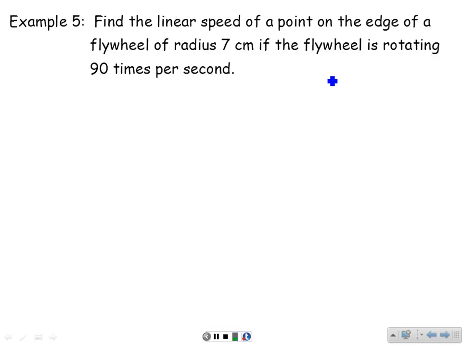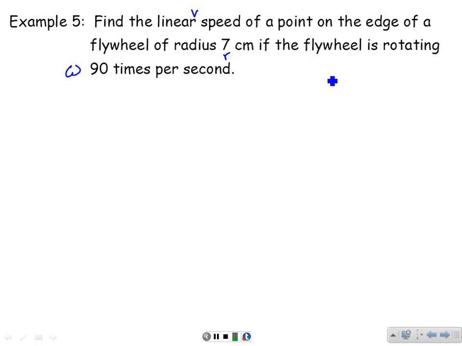Okay, so let's try this problem, a real world problem. It says find the linear speed, so we're looking for a v. Find the linear speed of a point on the edge of a flywheel if the radius, so here's r, is 7 centimeters, and if the flywheel is rotating 90 times per second. So 90 times per second, what would that be? Well, if we have rotation per time, that's going to be an omega, rotations per time. But remember, omega has to be in radians per time, but we have revolutions per time.